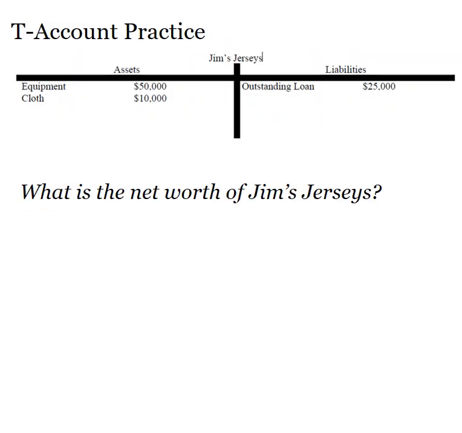We have a second T account for a business. This one is a jersey company. They have assets for equipment and cloth on their inventory, but they also owe a loan to the bank. So for the net worth, remember we're going to add up the assets, total the assets, and then subtract the liabilities. So in this case, 50,000 plus 10,000 equals $60,000 in assets minus $25,000 in liabilities will give you a net worth of $35,000.